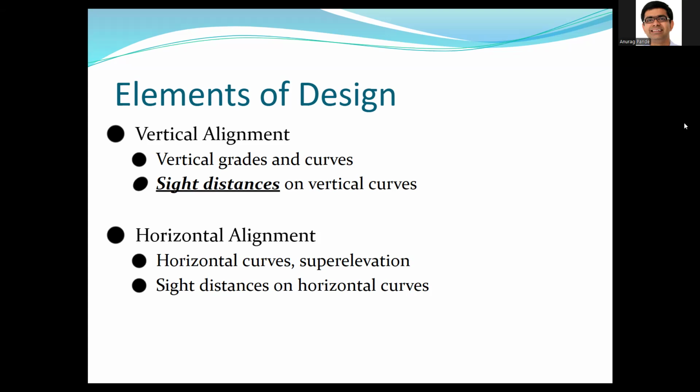And then if there is a change in grade, like going from an upgrade to a downgrade, or going from a 6% upgrade to a 2% upgrade, those things have to be connected via a vertical curve, right? Because you cannot have a roadway that looks like this. Let me draw a line here. So you have a road like that. Let's say this is a 6% grade, and then starting from here, you have a 2% grade. You cannot have a point like this on your roadway, because that won't be possible for the drivers to navigate. So what we do is we connect these grades using what we call the vertical curve.